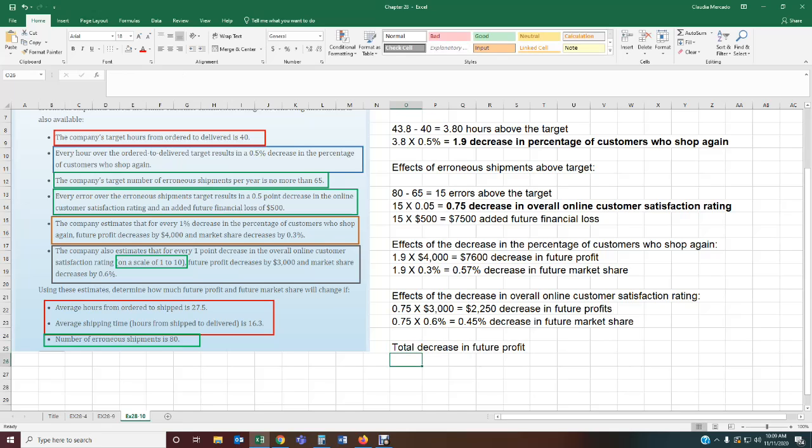future profit. Okay, so let's identify everything that's going to cause a financial loss or a financial decrease in our profits. Well, the first thing we have is right here. We're going to have a $7,500 added future financial loss because of the 15 extra errors that we're making. Then we're going to have a decrease of $7,600 in future profit. That's the decrease based on the percentage of customers who are going to shop again. And then we have a $2,250 decrease in future profits based on the overall online customer satisfaction rating.